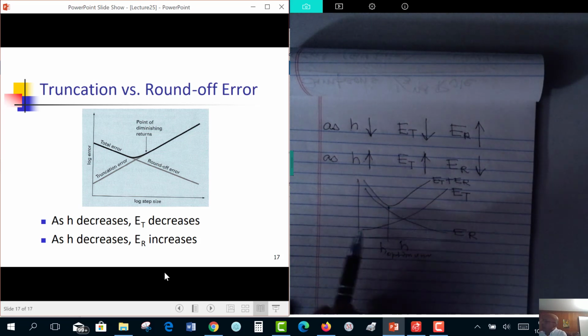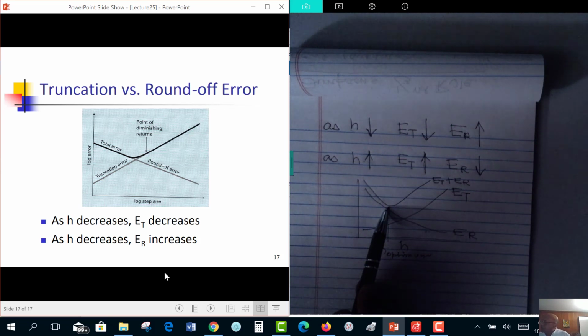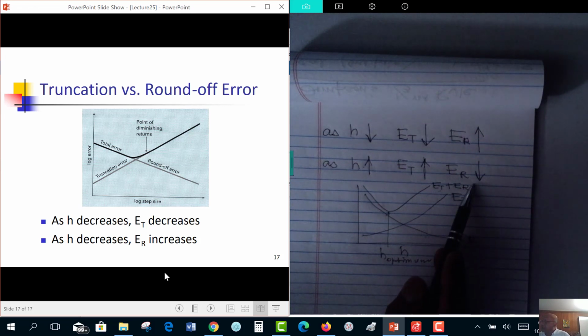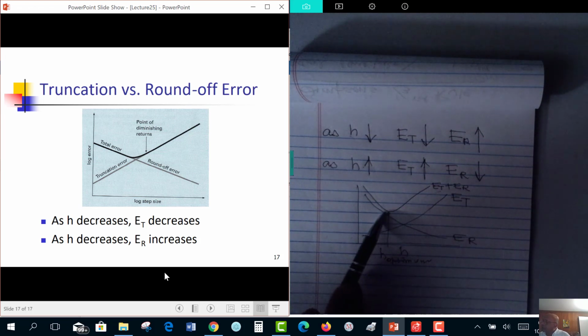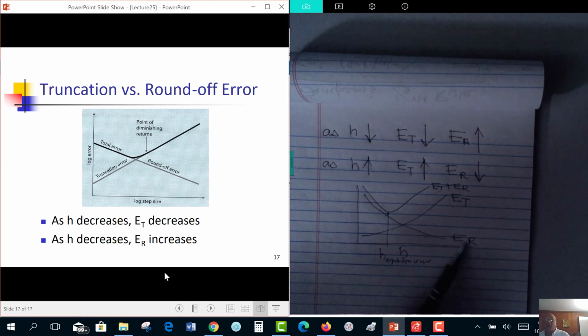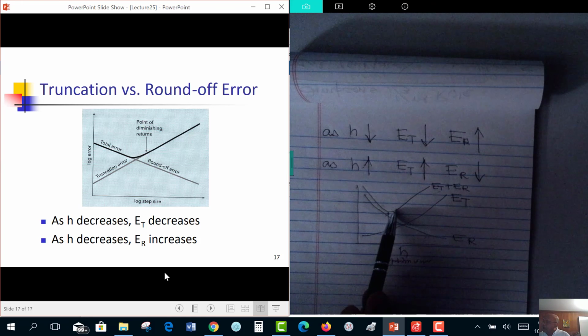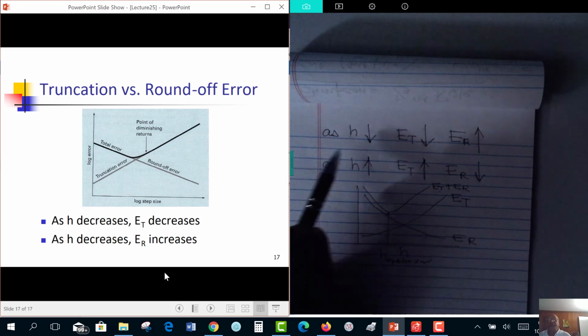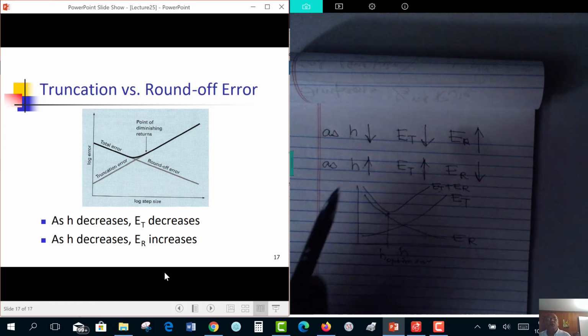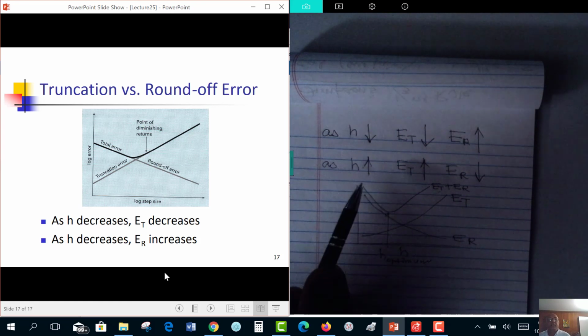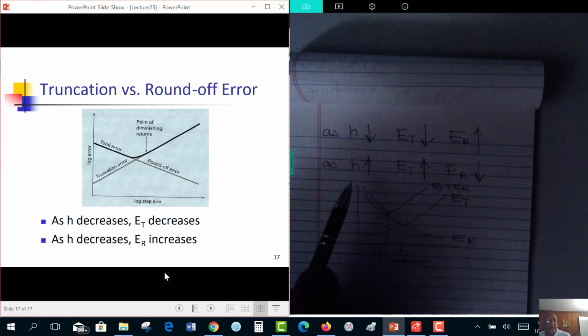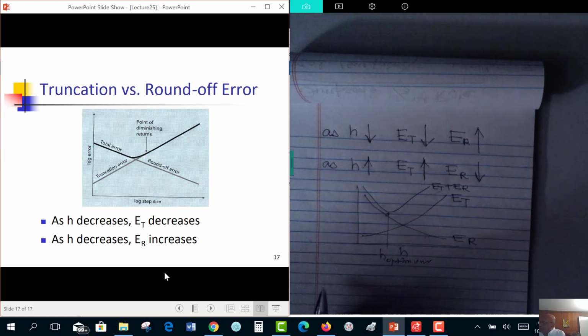Okay. If we choose a strip size larger, then truncation error takes over. If we choose strip size smaller, then round off error takes over. So we have to be careful. We don't use too few strips or too many strips. Too few strips, truncation error becomes large. Too many strips, round off error becomes large. So remember that.